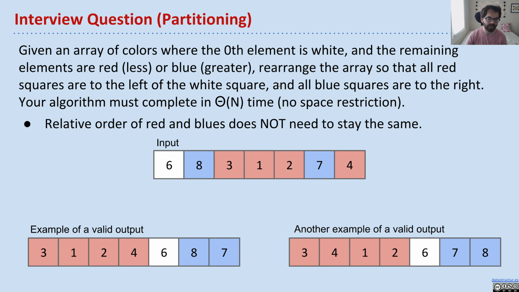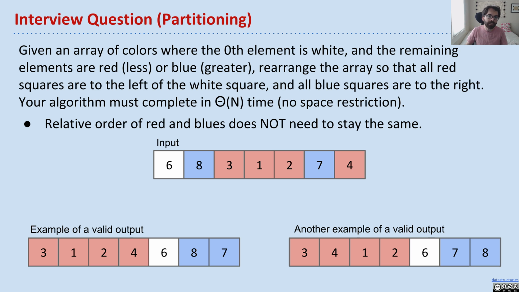And the question is, okay, given an array of colors where the 0th element is white and the remaining items are red or blue, rearrange this array so that all red squares are to the left of the white square and all blue squares are to the right. In your algorithm, the only rule is it needs to run in theta n time. I don't care if you use extra space, however you want to do it. I mean, you can build binary search trees, whatever you want.